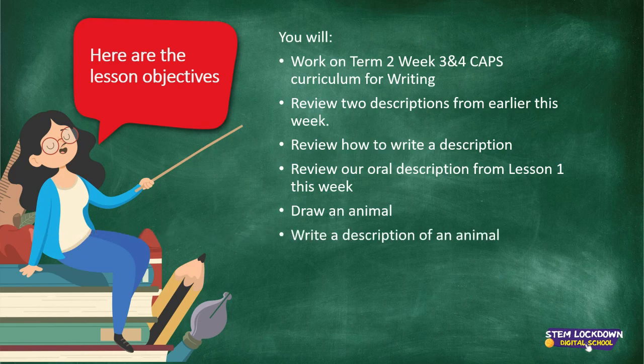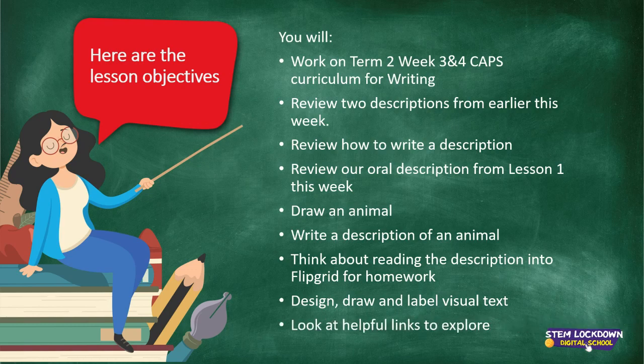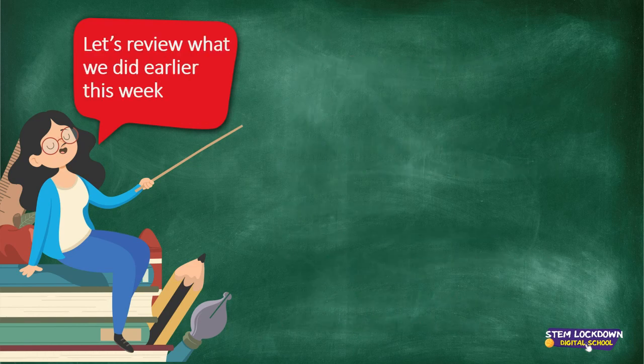Then you'll write a description of an animal, and I'm really, really hoping that you will read your description into Flipgrid for homework so that I can listen and see what you have done. And then we will design, draw, and label visual text. So we've actually got 2 writing tasks today. One is to write the description, and the other one is to design, draw, and label visual text. And we'll finish off by looking at some links that you can explore this week if you have time. So let's get going.